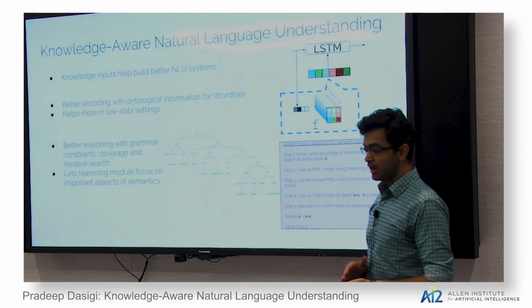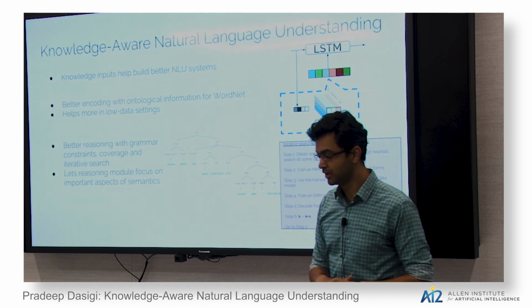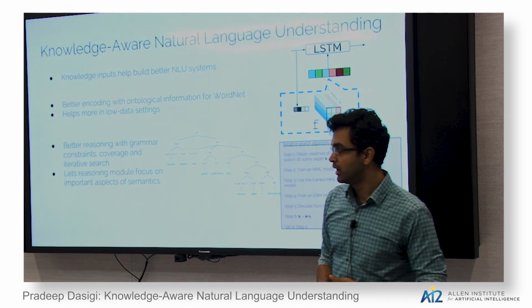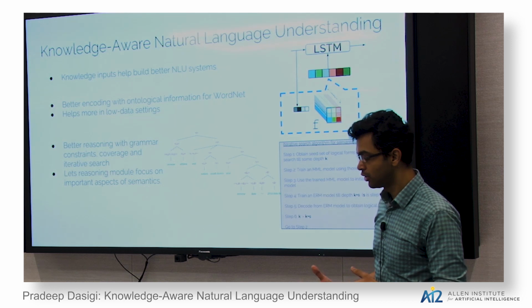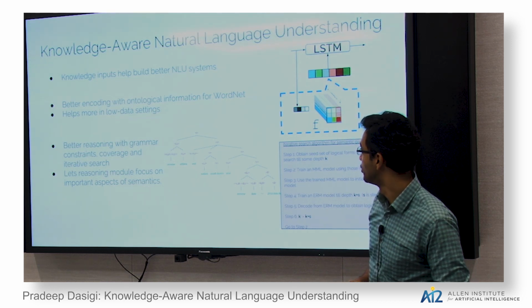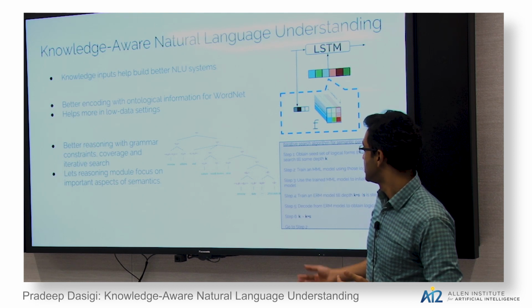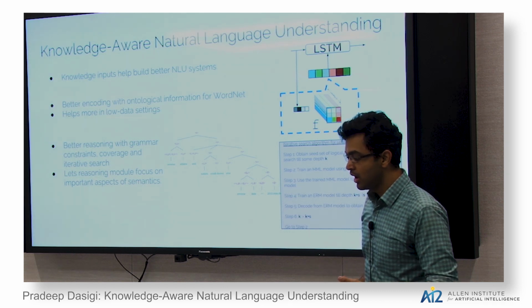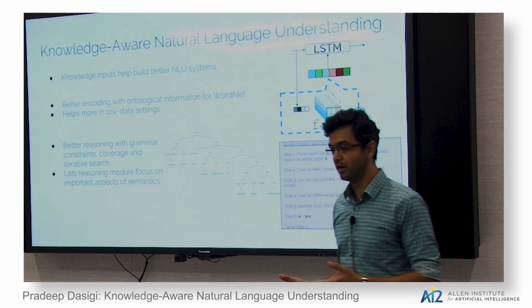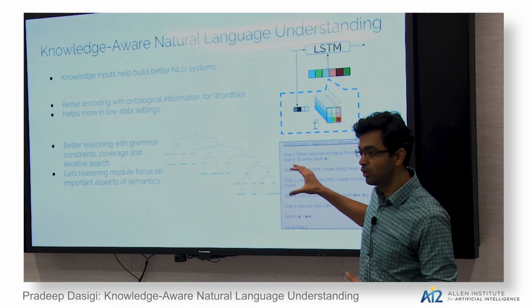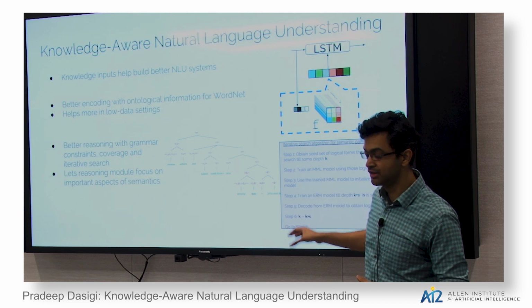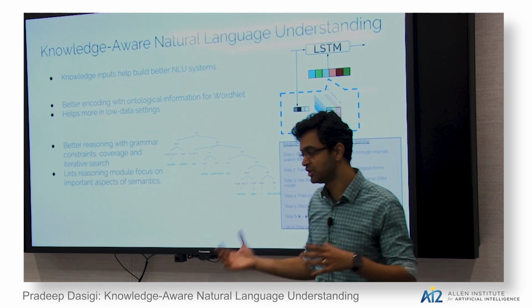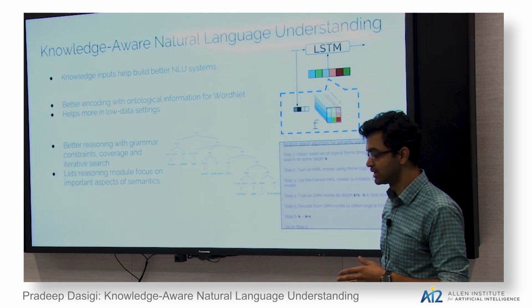All right. To summarize, I described knowledge-aware natural language understanding and made an argument that knowledge inputs help build better NLU systems. In the first part of my talk, I talked about better encoding using ontological information from WordNet, and I showed that it helps a lot more in low data settings. In the second part of my talk, I described reasoning with grammar constraints, coverage, and iterative search. And I showed that using this additional contextual knowledge for this task lets the reasoning module focus on more important aspects of semantics instead of focusing on trivial aspects like matching parentheses or argument type accuracy and things like that.